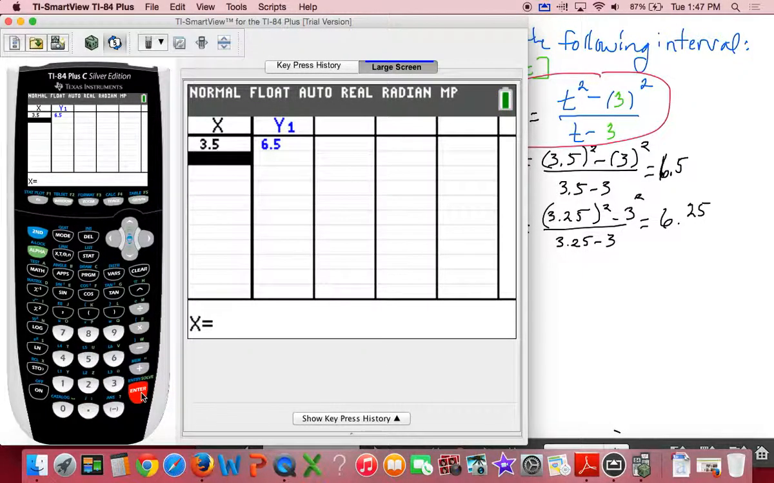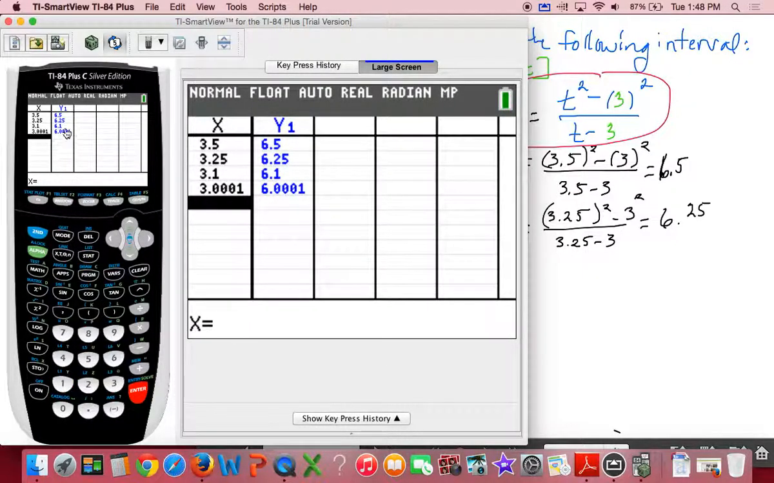and hit enter. Did we get the 6.5? Yep. Then put in the 3.25 and hit enter. We got the 6.25, right? So let's put in a closer one than 3.25. What about 3.1? Put in 3.1, hit enter. What's that number getting closer to? 6. Put in 3.0001. Isn't that super close to 3? Hit enter. What do you get?